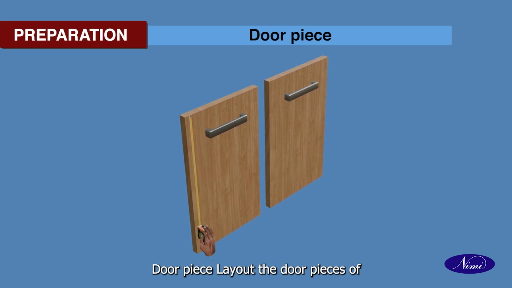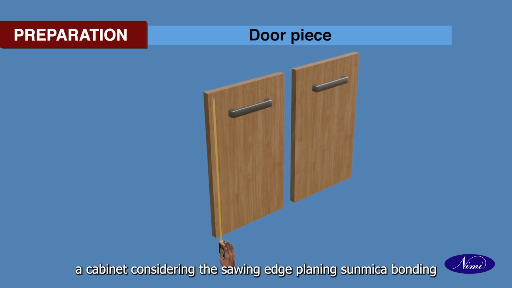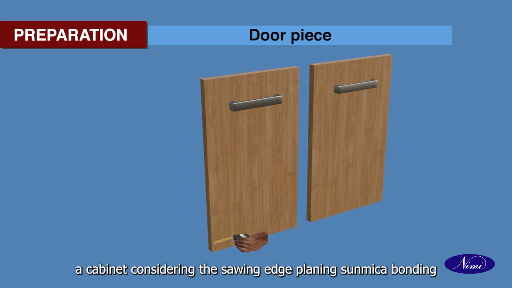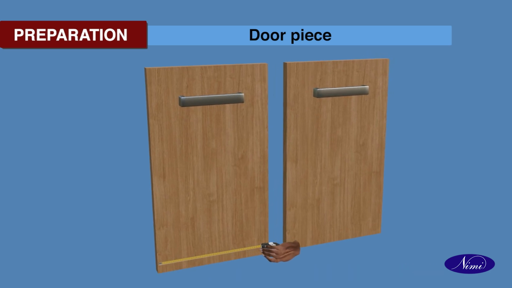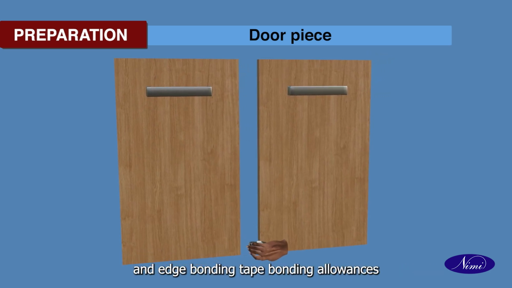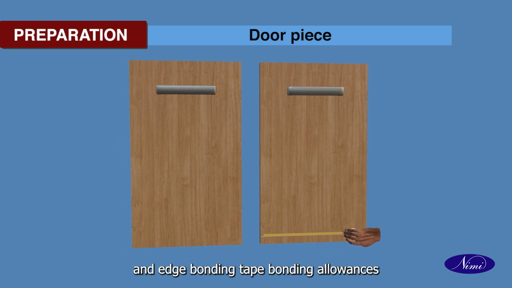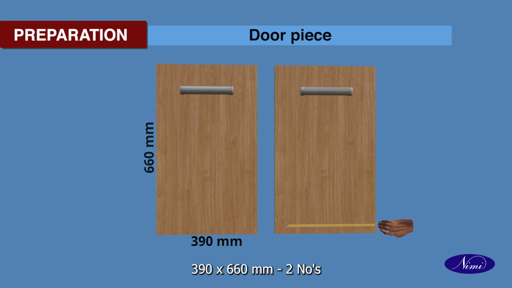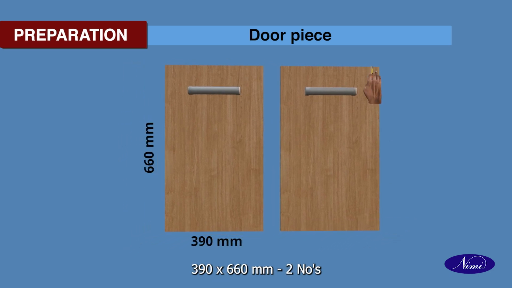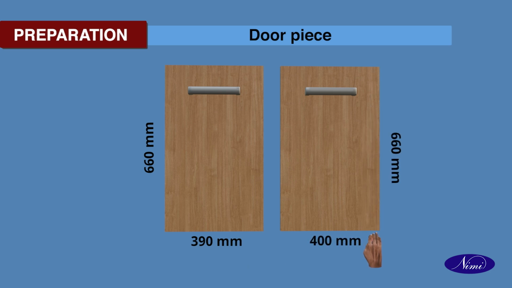Door piece. Lay out the door pieces of a cabinet considering the sawing, edge planning, sunmaker bonding and edge bonding, tape bonding allowances. 390 into 660 mm, 2 numbers. 400 into 660 mm, 2 numbers.